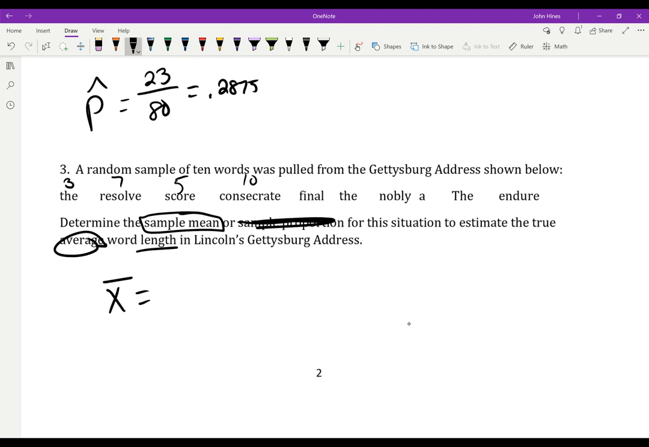That's a big word there. It's a hard one to say. Final is 5, the is 3, 5, 1, 3, 1, 2, 3, 4, 5, 6.